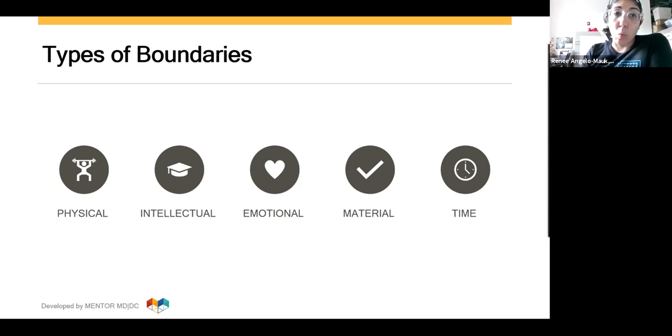And then physical boundaries as well. There are standards of safety about physical boundaries. Can I hug my mentee or not? That might be up to you and your program and your school. So addressing those things here will be important.